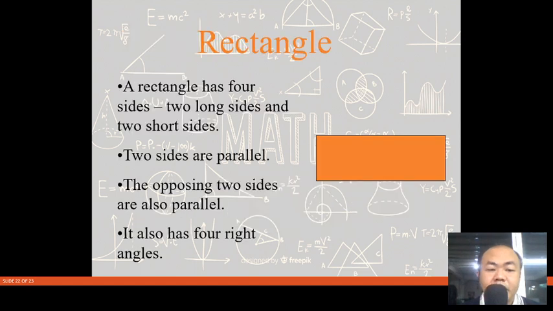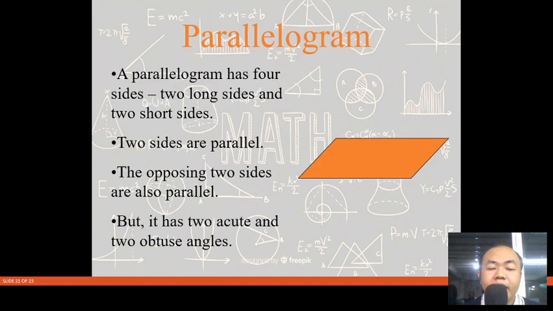Rectangle, it has 4 sides, 2 long and 2 short, and the opposite sides are parallel to each other. And then the last we have the parallelogram. It has 2 long sides, 2 short also, and all parallel, but it has 2 acute and 2 obtuse angles.